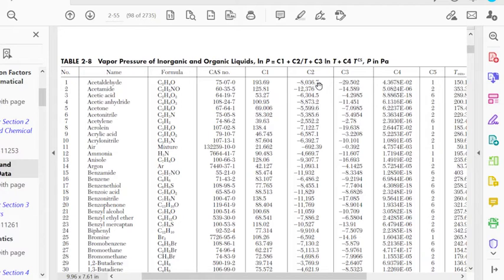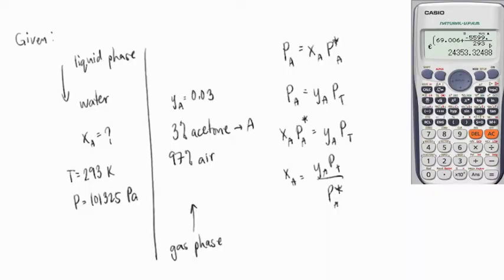The Antoine equation is simpler because it only contains 3 parameters, and this equation in our handbook contains 5 parameters. So for acetone, we have here the values of C1, C2, C3, C4, and C5. You simply substitute those in this equation, and then you will be given the vapor pressure in pascals. Calculating, we have the vapor pressure at 293 Kelvin, 24,353.32 pascals.